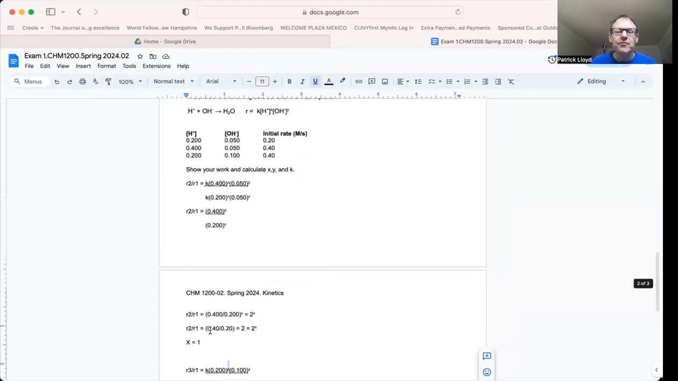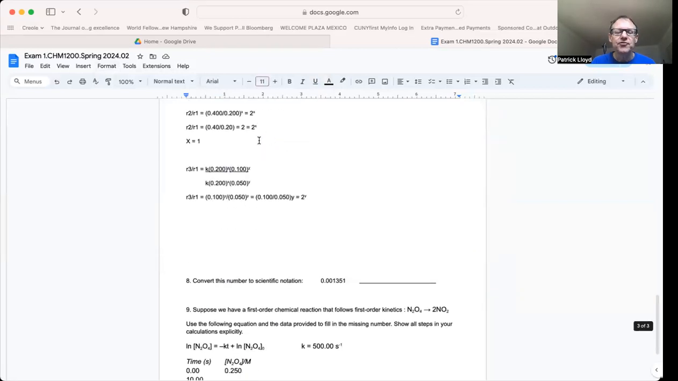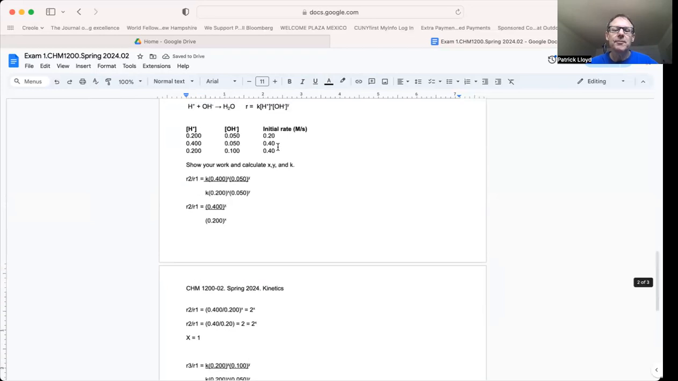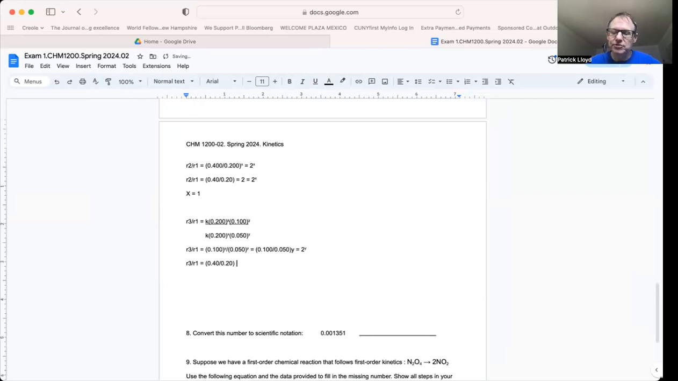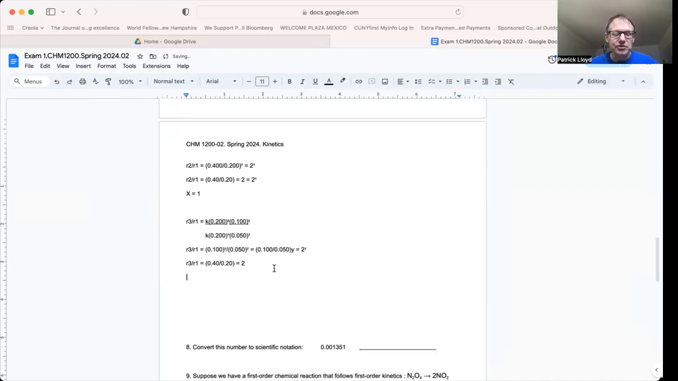So now we do the same thing with the initial rates. We're going to take 3 over 1. So 0.40 divided by 0.20. So then R3 over R1 is also 0.40 divided by 0.20. Is that right? Yep. 0.40 over 0.20. Okay, that's equal to 2. So that means that R3 over R1 is equal to 2 to the Y, but it's also equal to 2. So that means 2 to the Y equals 2. So we'll come over here and I'll just say 2 equals 2 to the Y.